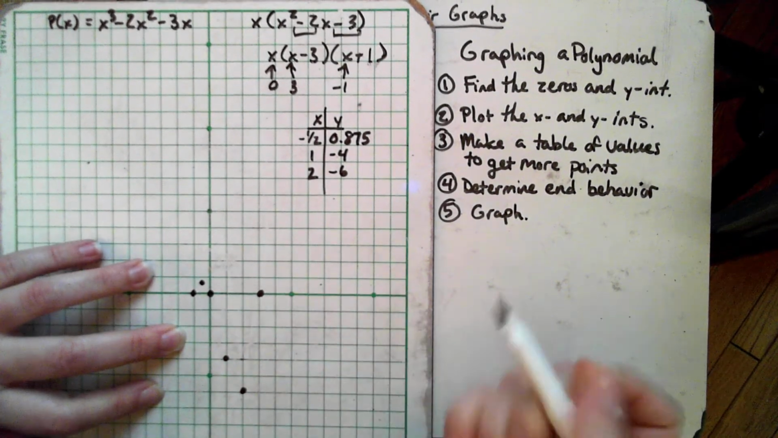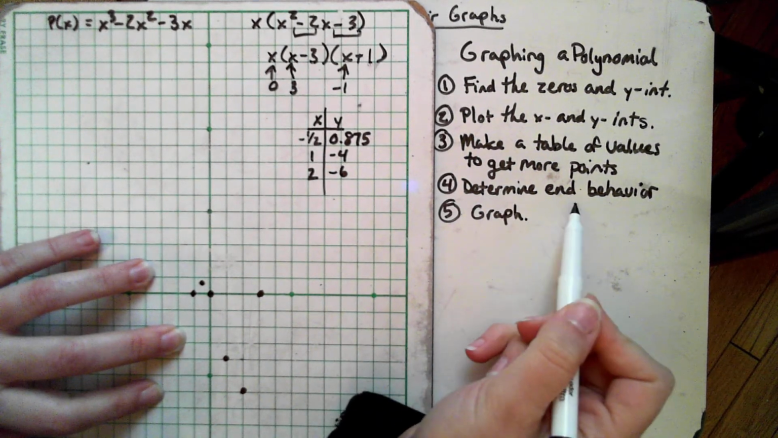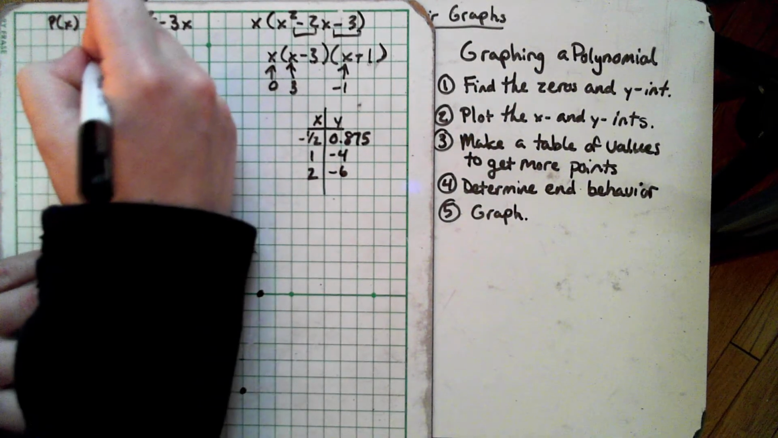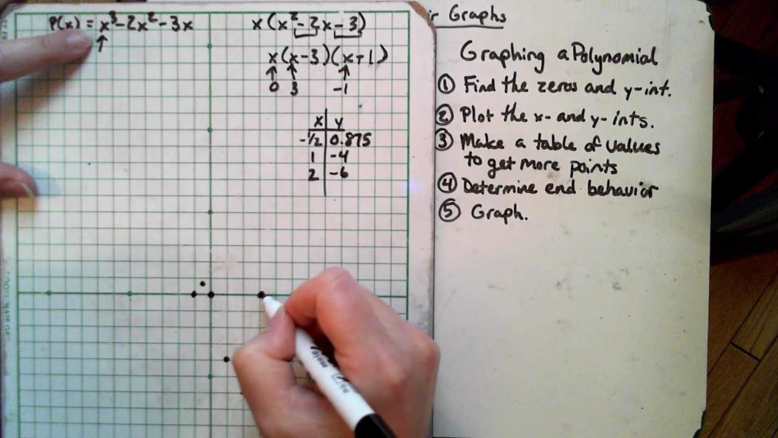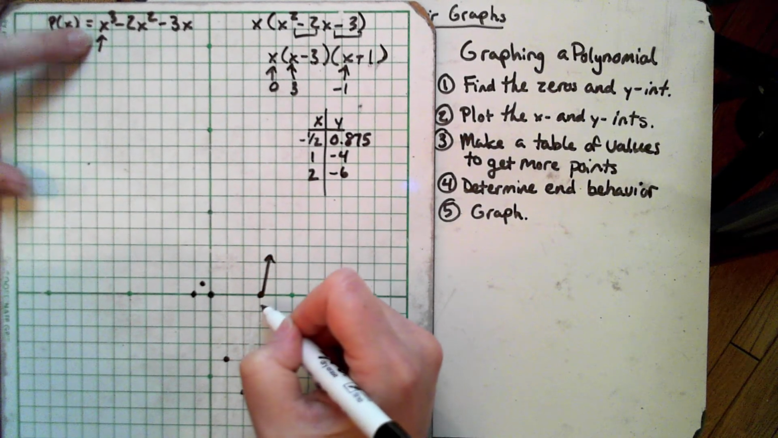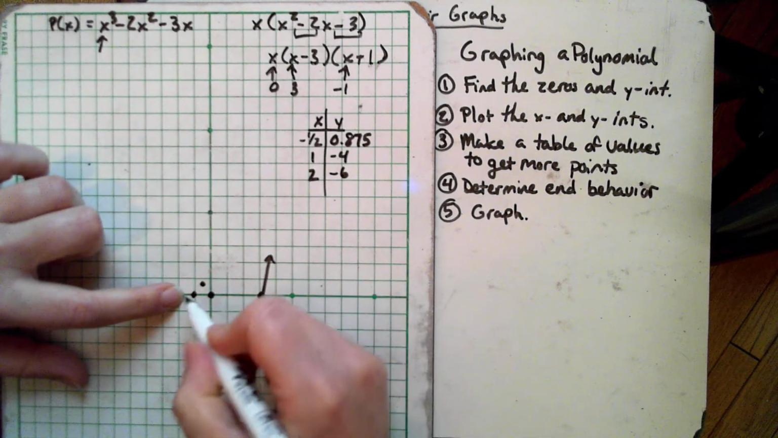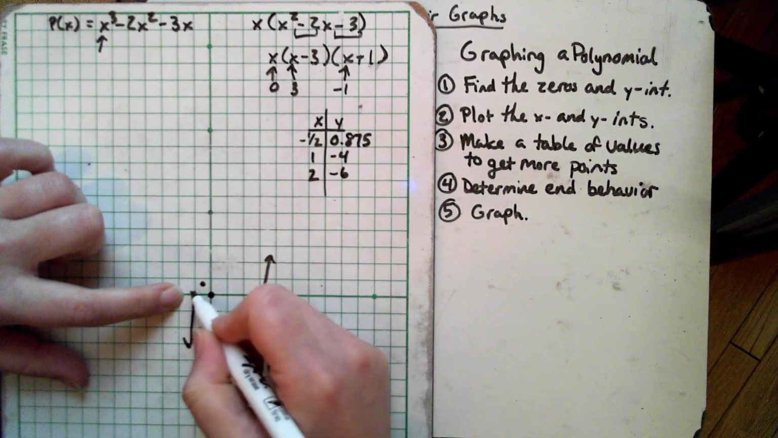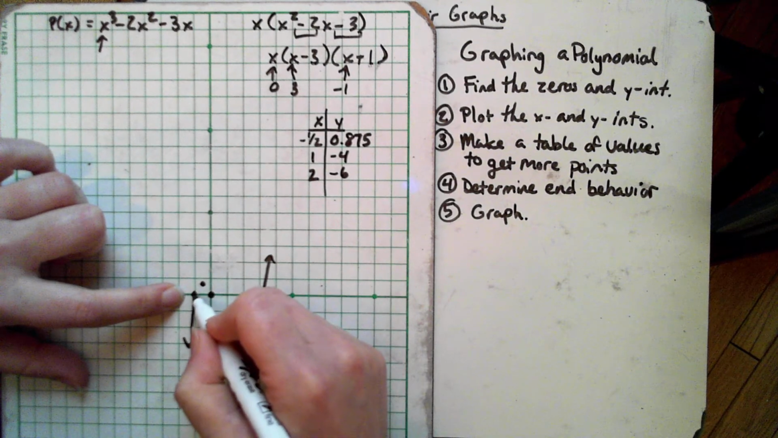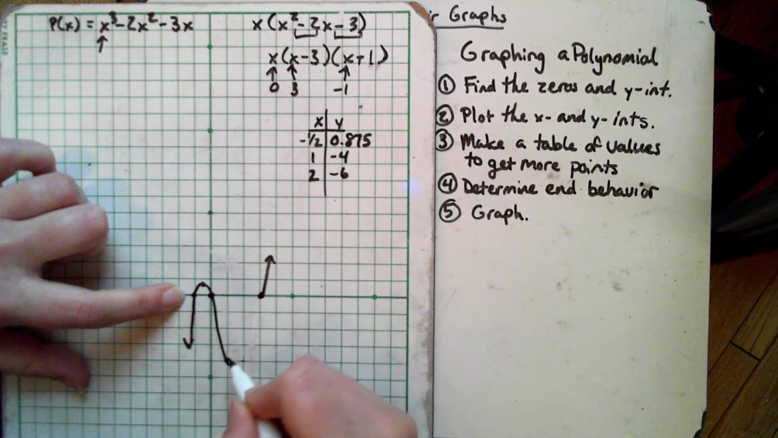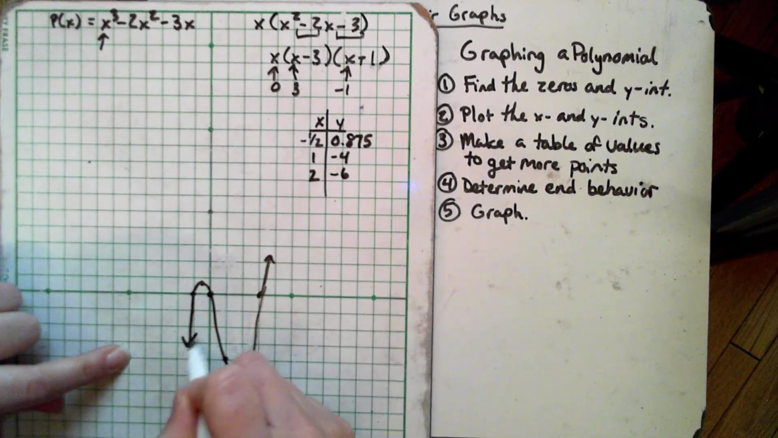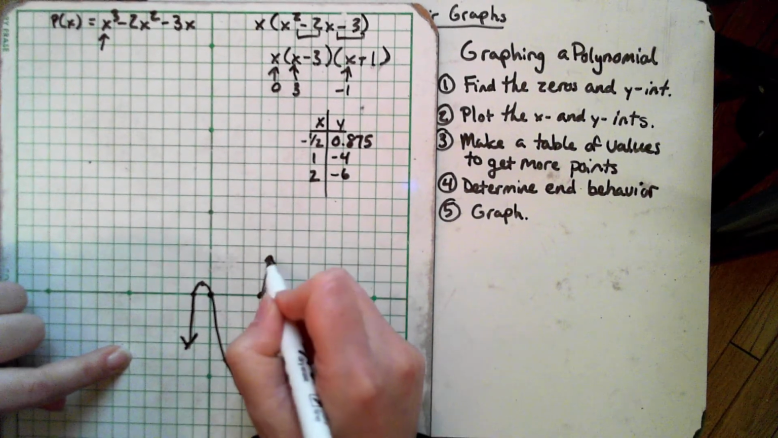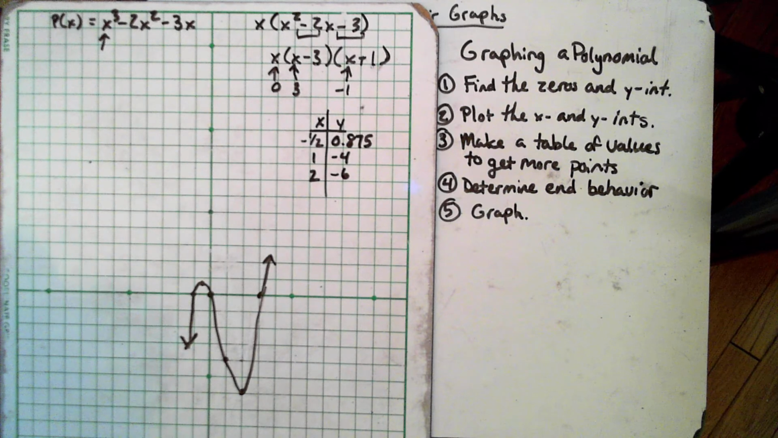Okay, now the last thing I need to do is determine the end behavior, and that's done by the leading coefficient. This is positive, meaning it points up on the right, and it's odd, meaning that it's going to point in the opposite direction on the left. Now I'll just connect all my points. There we go. And this is an arrow, and this is an arrow, and that's my graph.